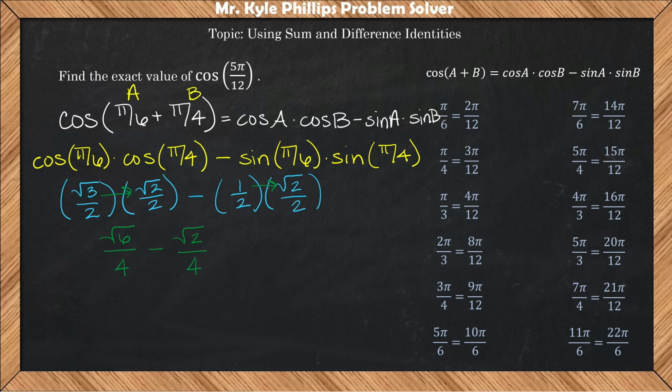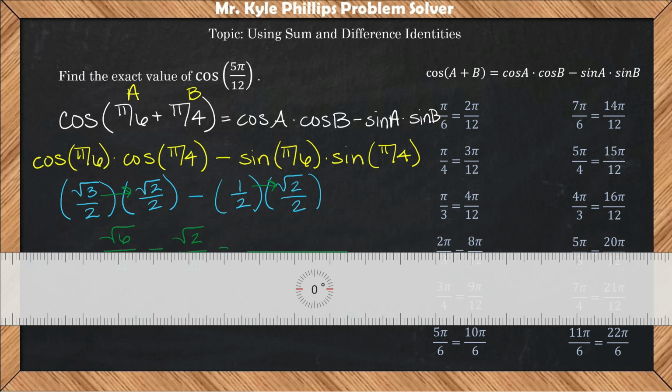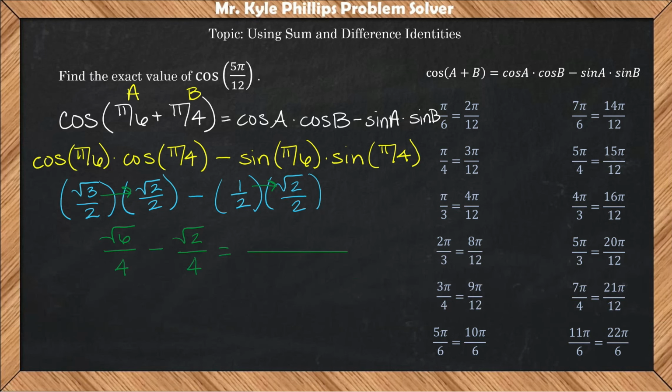Now, you can leave your solution like this as two fractions. Customarily, anytime your denominators are the same with fractions, you do write this as one fraction. So here I would say the square root of 6 minus the square root of 2 all over 4.